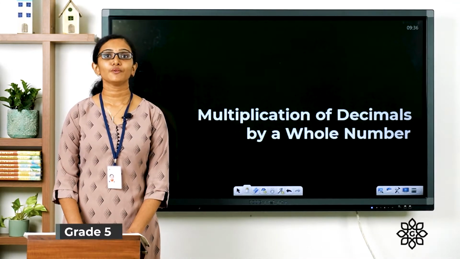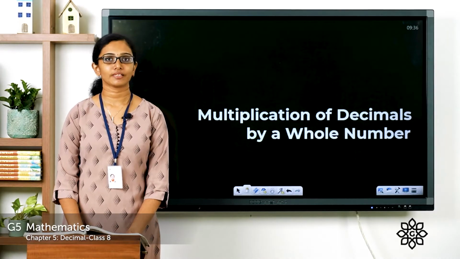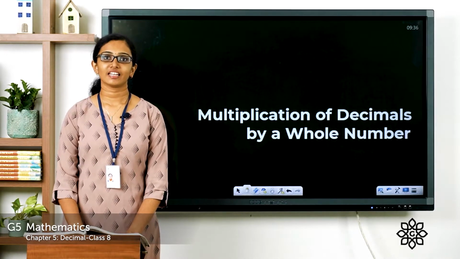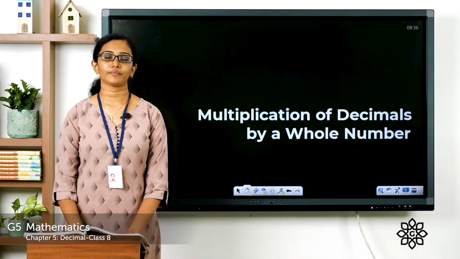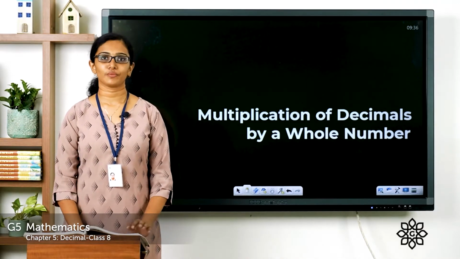We have learned how to add and subtract decimal numbers. Today, let's learn how we can multiply a decimal number by a whole number. Let's see what are the steps involved.